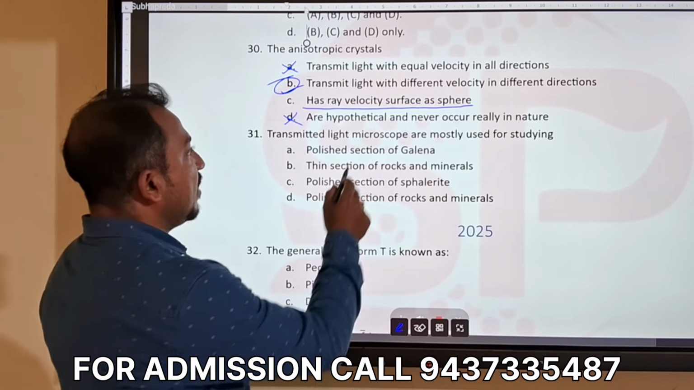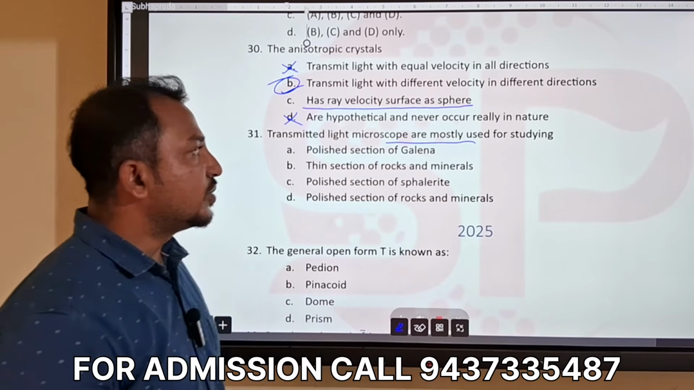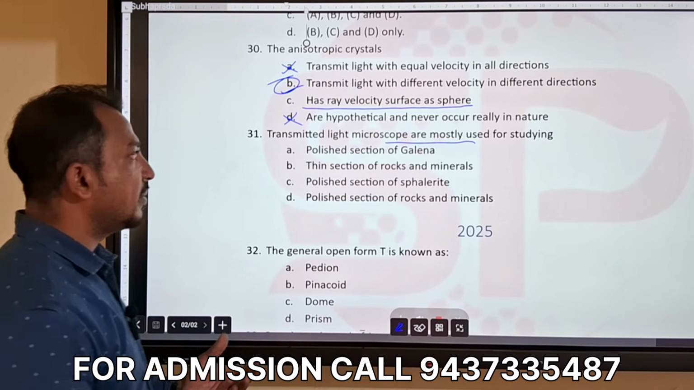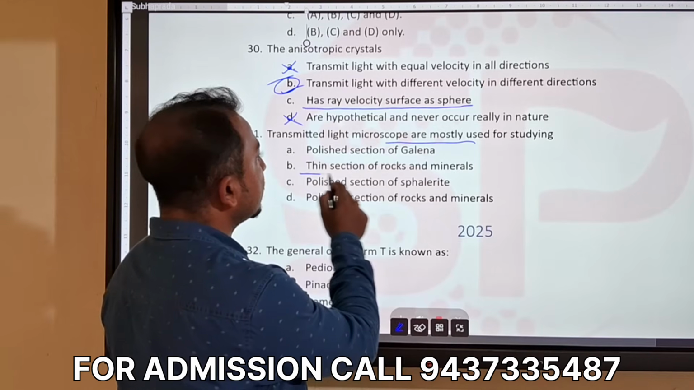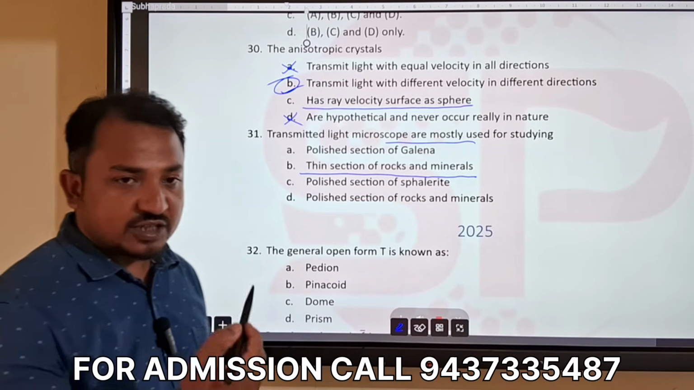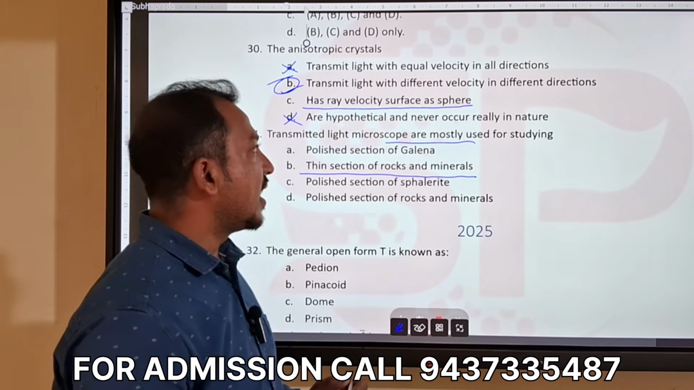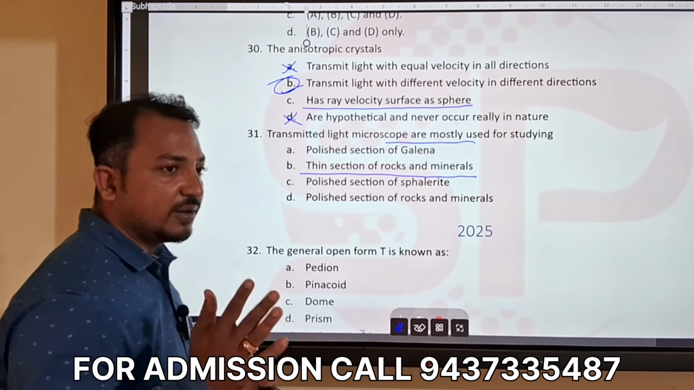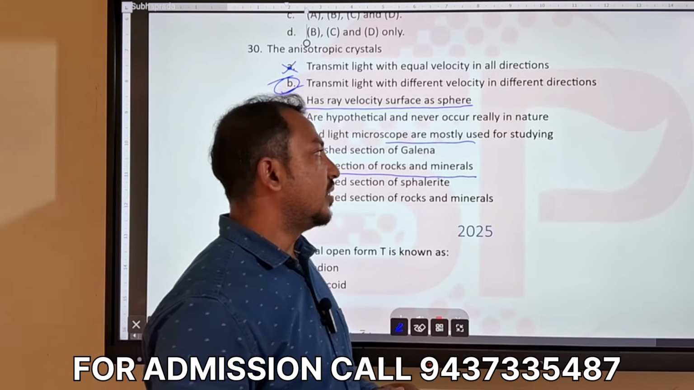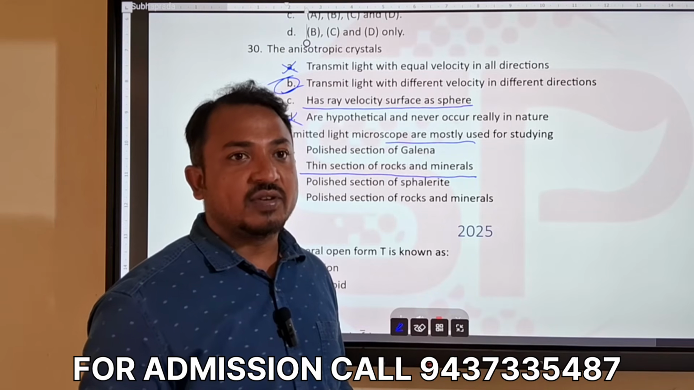Then transmitted light microscopy is mostly used for study. Transmitted microscopy we use to study thin sections of rocks and minerals, where light transmits through the thin section. And reflected microscopy we use to study economic or ore minerals.